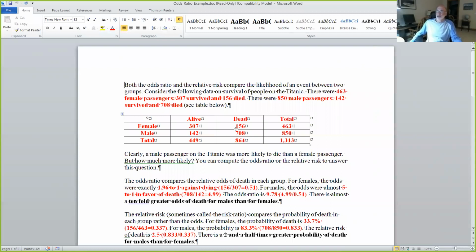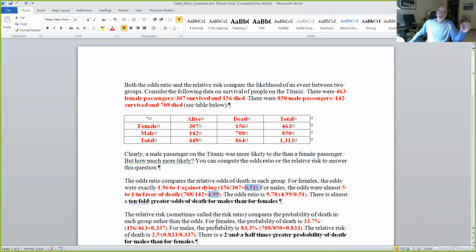The probability of dying is 708 divided by 850. The 850 is going to be irrelevant because we're going to divide 708 divided by 850 by 142 divided by 850. You can ignore the totals. It's just 708 divided by 142, which is 4.99. So these two numbers, 0.51 and the 4.99, these are both considered odds.